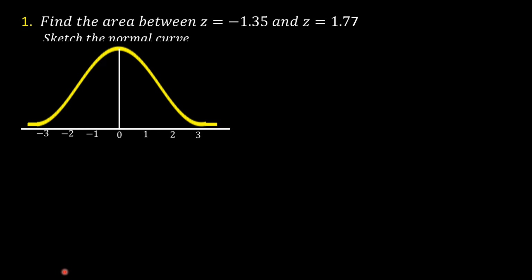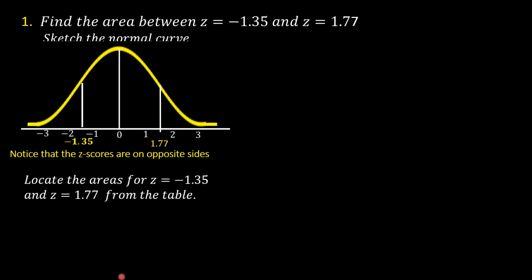Z is equal to negative 1.35 is on the left side of the normal curve. This is the z is equal to negative 1.35. And z is equal to 1.77 is on the right side of the normal curve. This is the z is equal to 1.77. Notice that the z-scores are on opposite sides of the normal curve.